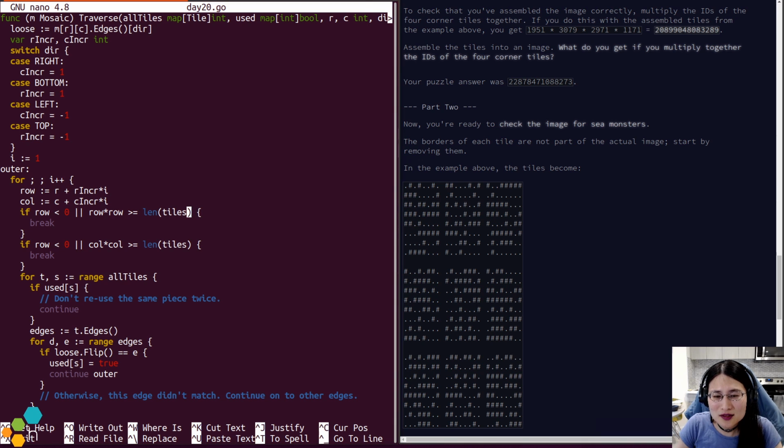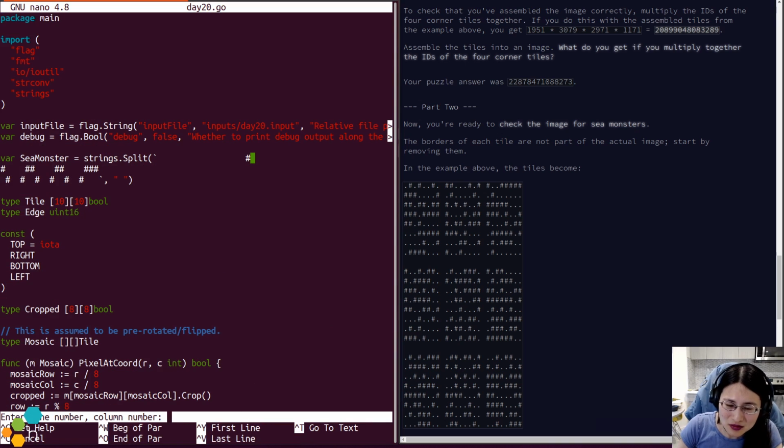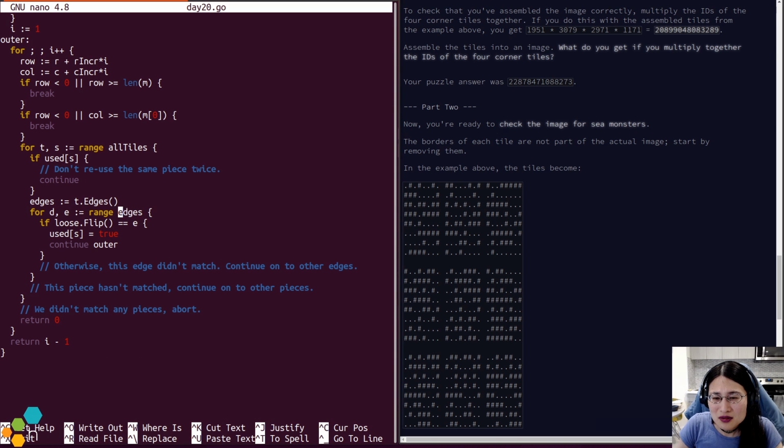This one is just length of m, length of m index 0. That looks good. Yes, we don't care about the direction anymore because we've already pre-rotated these. It doesn't actually matter.